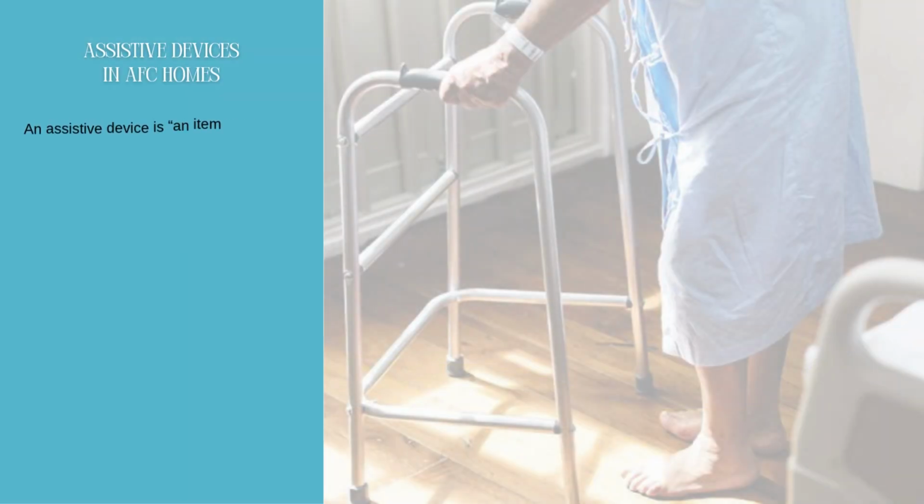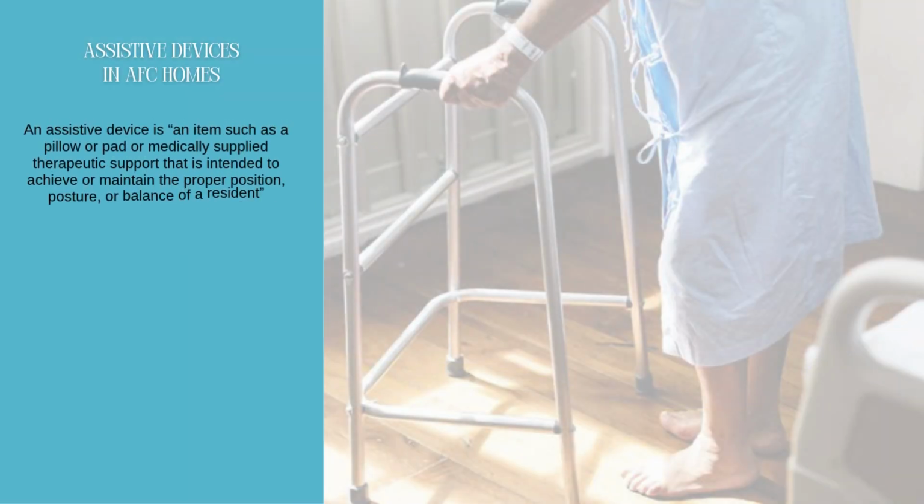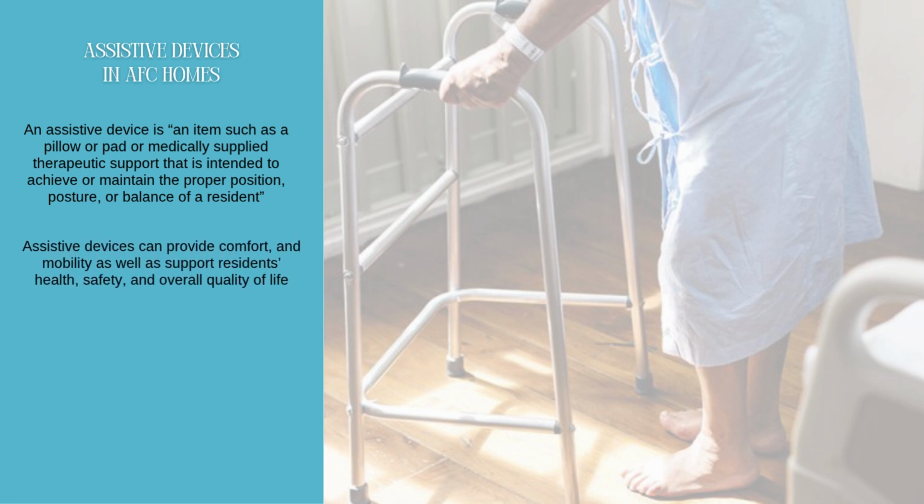Let's get started. An assistive device is an item such as a pillow or pad or medically supplied therapeutic support that is intended to achieve or maintain the proper position, posture, or balance of a resident. Assistive devices can provide comfort and mobility as well as support residents' health, safety, and overall quality of life. Assistive devices can also pose safety risks when not used correctly or as intended.